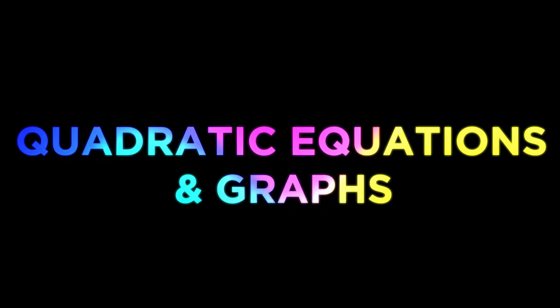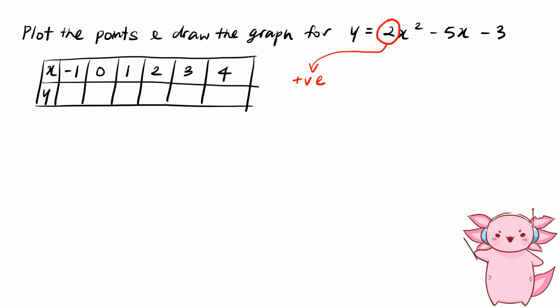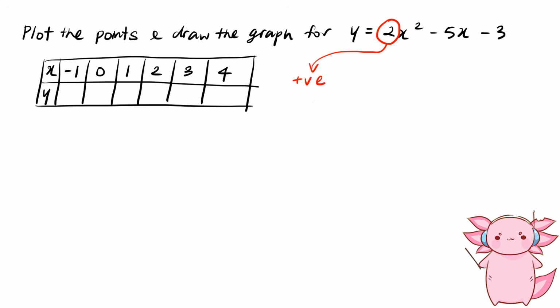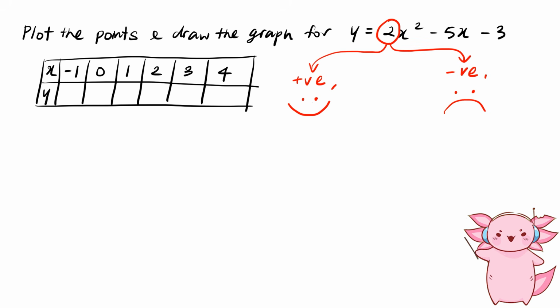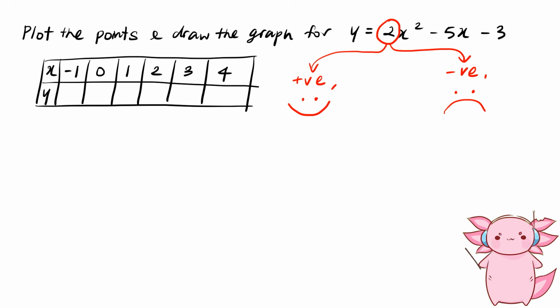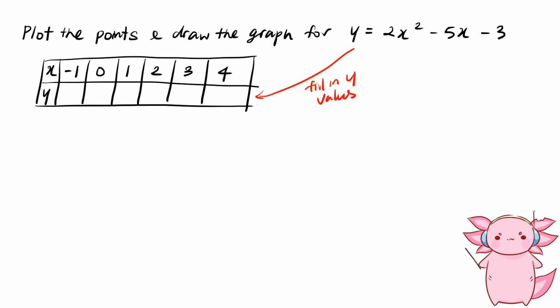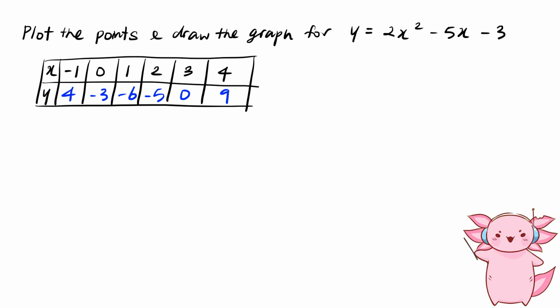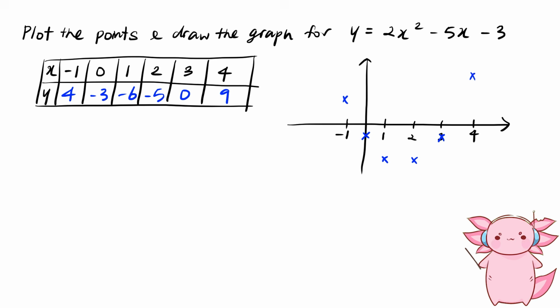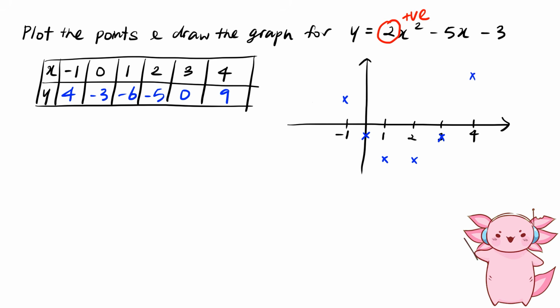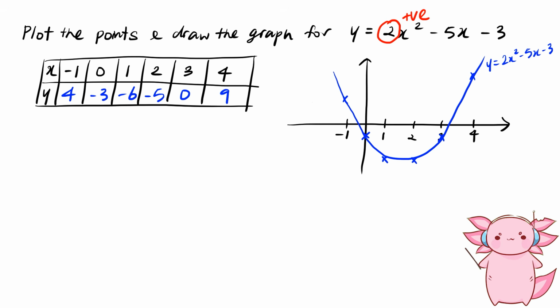For a quadratic graph, if the coefficient of x squared is positive, it is a smiley face, and when the coefficient is negative, it becomes a sad face. So let's try to sketch out this quadratic graph over here. By substituting all of the x values in to get the corresponding y values, we can actually plot them on the graph. Since the coefficient of x squared is positive over here, this quadratic is a smiley face and it should look something like this.